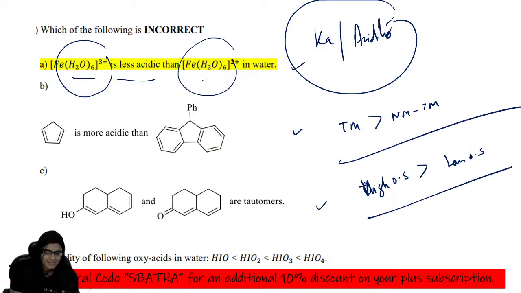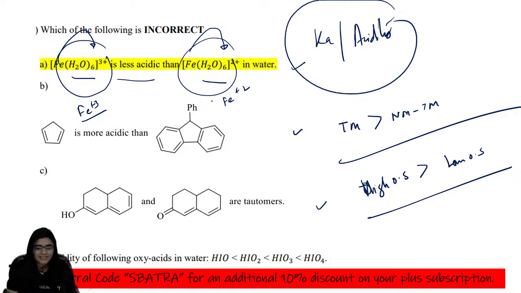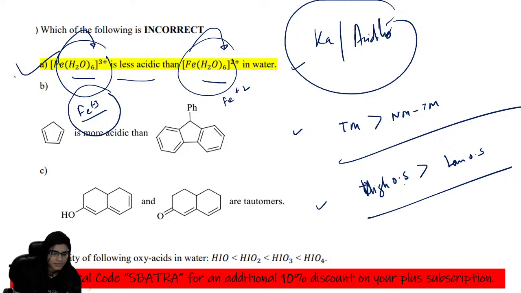So everything is the same over here. You have 6 aqua ligands, you have iron over here. What is different? The oxidation state: Fe3 plus, Fe2 plus. Which is going to be more acidic? Definitely Fe3 plus, because high oxidation state is more acidic than low oxidation state. So option A is going to be incorrect.